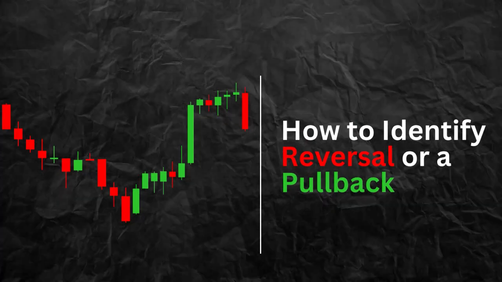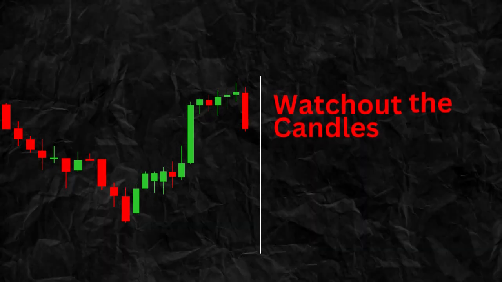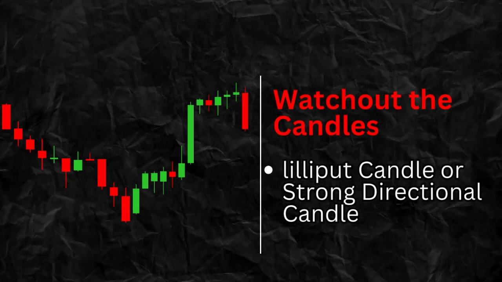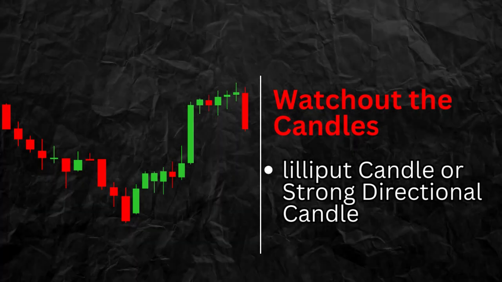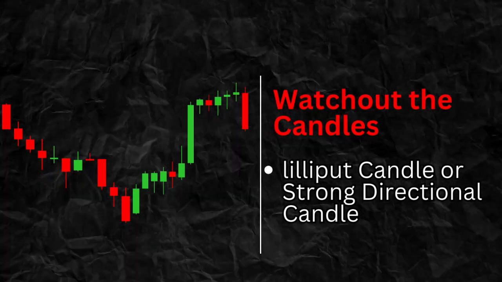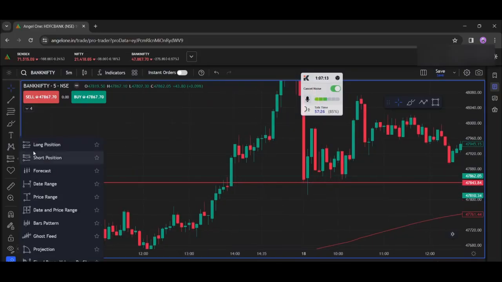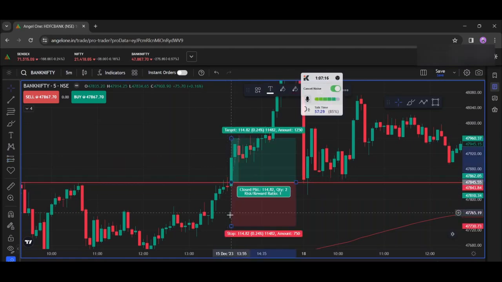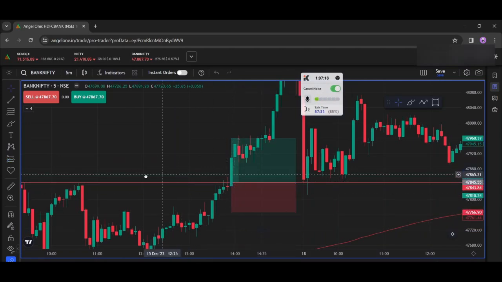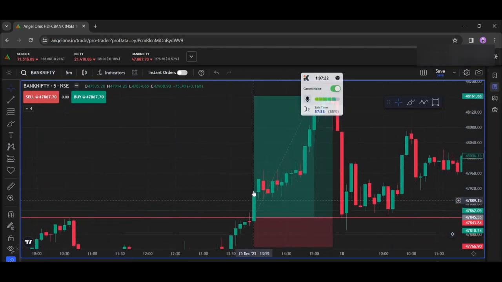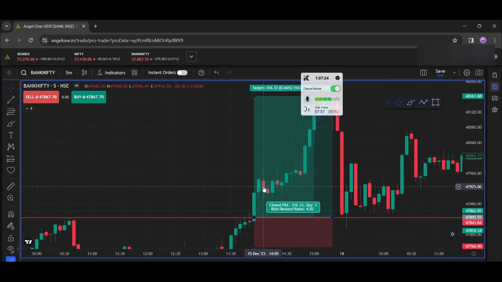So the first thing you need to do is watch out for the candlesticks. So when you enter into a trade and the market starts going against your direction, then you need to watch out for the candlesticks. So you need to check whether it is a Lilliput candle or a strong directional candle. So let's say this was the resistance level and you plan to enter here. So you enter here and this is your potential stop loss and this is your target, right? So the market started going in your direction and you saw a red candle. Again you saw a red candle, but you don't have to worry much because these all are Lilliput candles.